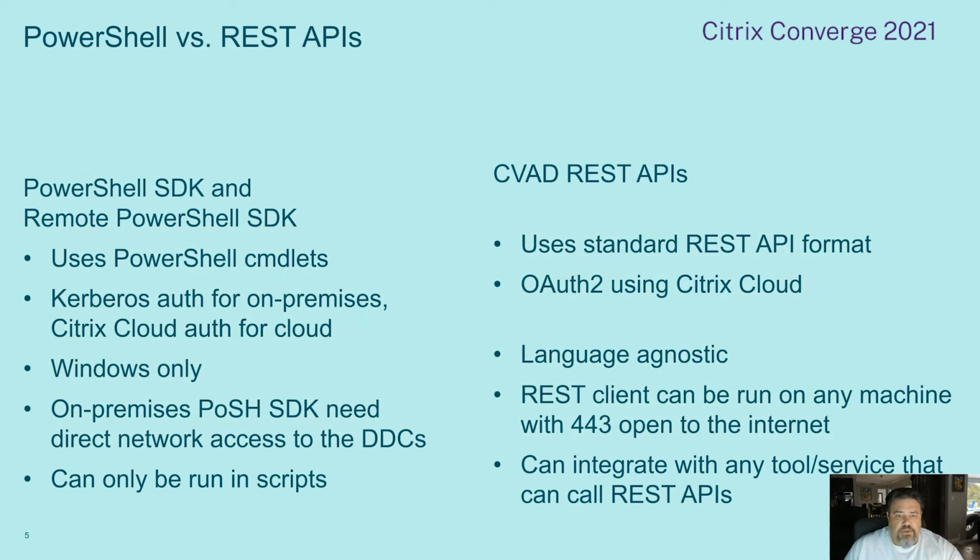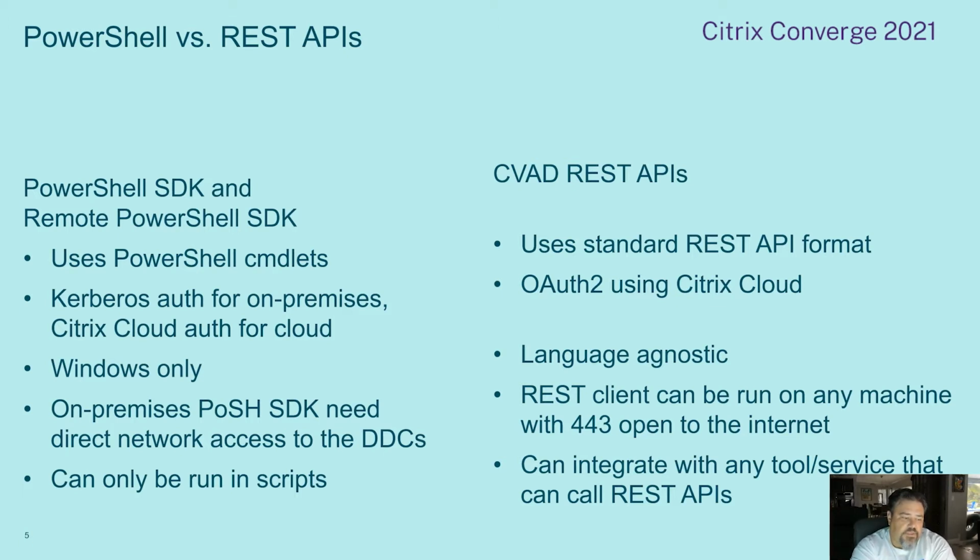Some of the comparisons that we make here: the PowerShell and the remote PowerShell SDK are pretty similar. They both have cmdlets and they both require authentication. For on-premises, you can use Kerberos. For Citrix Cloud, we use OAuth 2, connecting to our Citrix Cloud authentication.